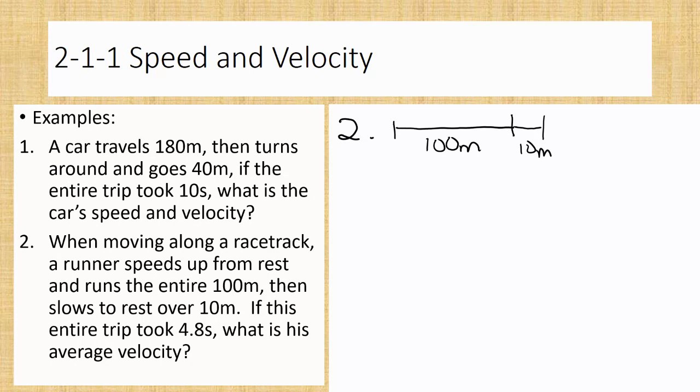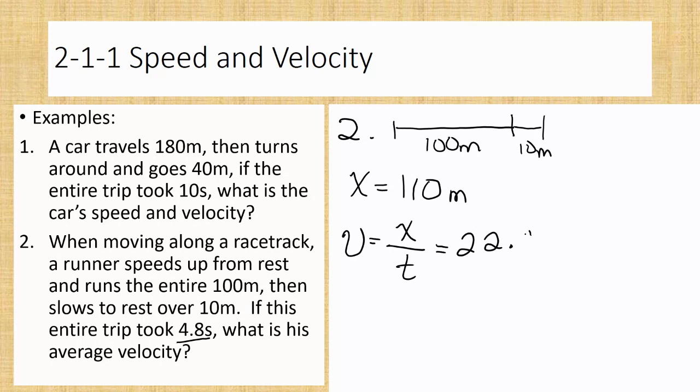Now, the fact that he started and ended at rest is irrelevant to the problem because we're looking for the average velocity. So the displacement he traveled is 110 meters. The velocity is that distance divided by time. So this one you're going to have to go to your calculator for, unless you're really good at doing division in your head. 110 meters divided by the time of 4.8 seconds. His average velocity was 22.9 meters per second.